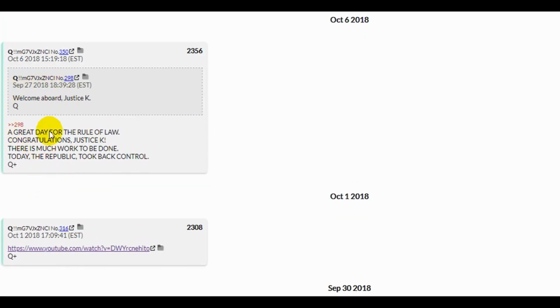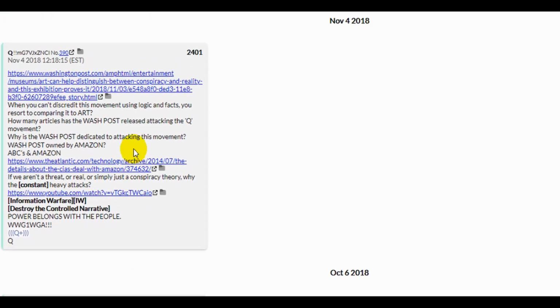September 28th, 2018, all caps for the entire post, and exclamation. Congratulations, Justice K. We have this interesting pattern here where we have some all caps and exclamation with 3 exclamation points. And then we have Q plus inside 3 parentheses and then Q.